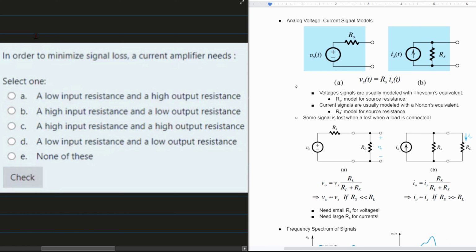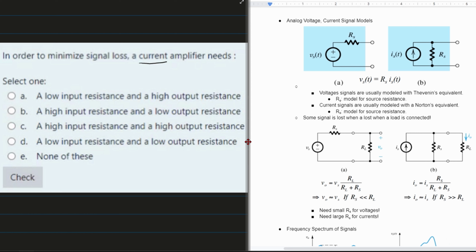In this question we have, in order to minimize signal loss, a current amplifier needs what? Well, we're going to look at one for a current amplifier and then one for a voltage. When we use current, which is what we're looking at here, we're going to be looking at the Norton equivalent kind of circuit, something that looks like this. When we use voltage, we'd be looking at the voltage, kind of like this.